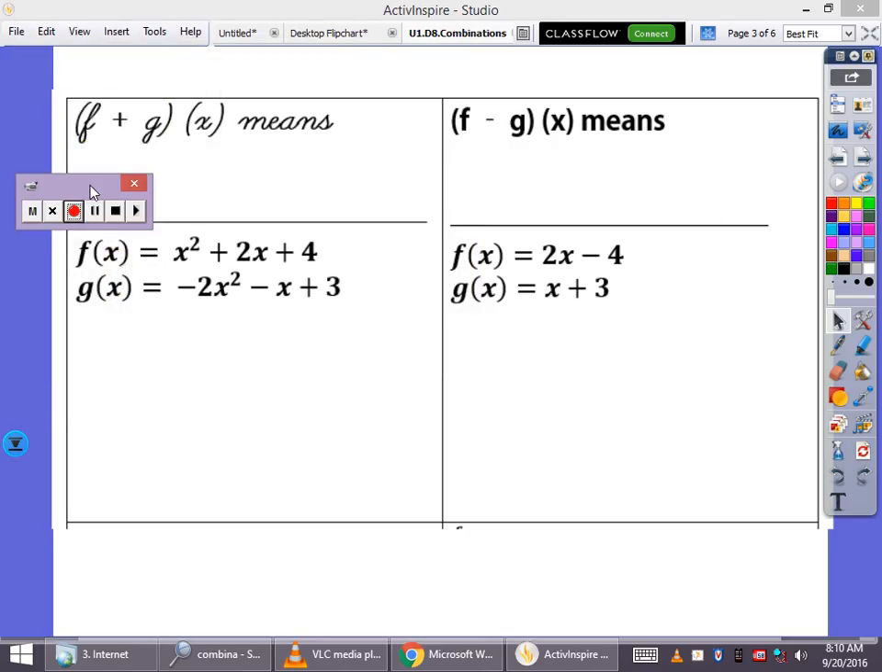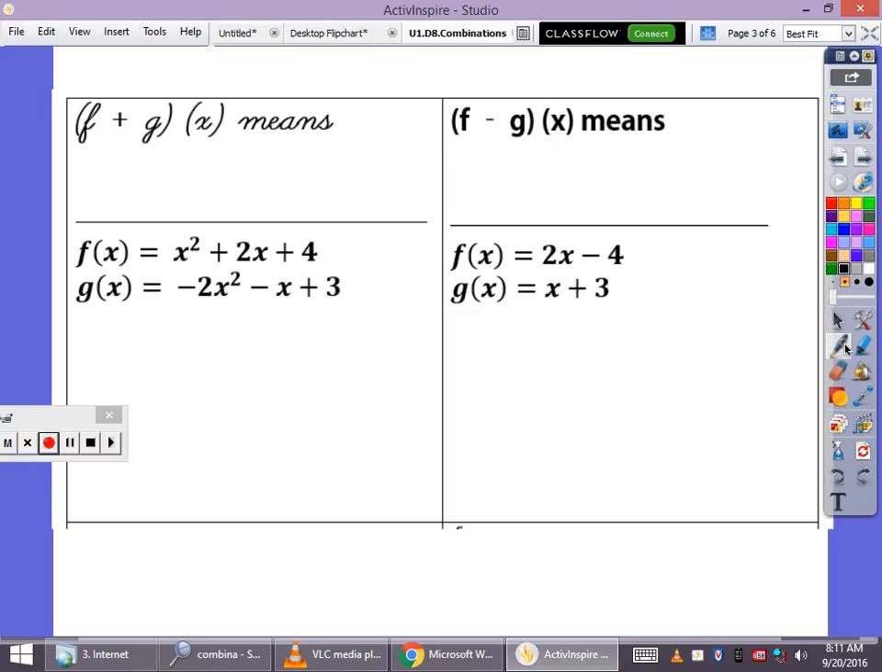Okay, today we're looking at combination. Okay, this notation here, the f plus g of x, means that they want me to combine the two functions using what operation? Addition. So I'm simply going to add the two together by combining like terms.